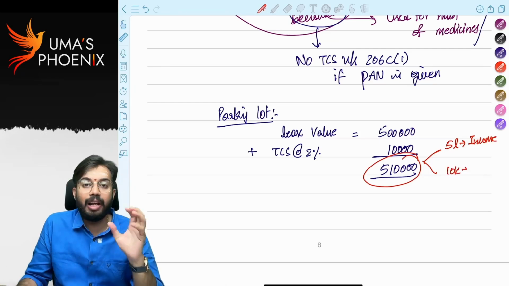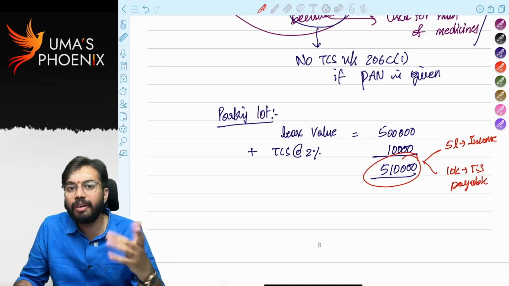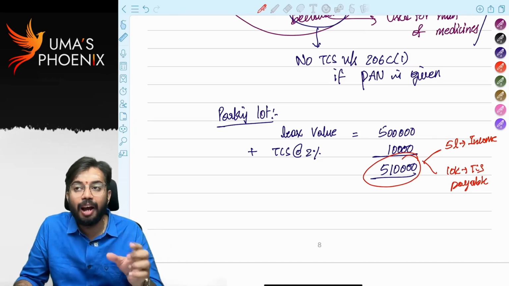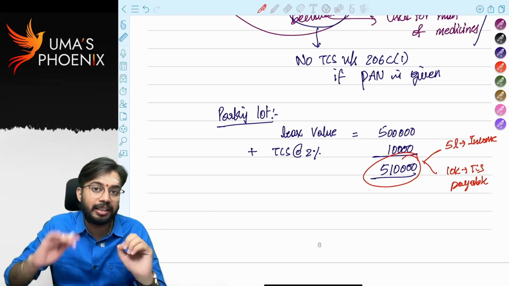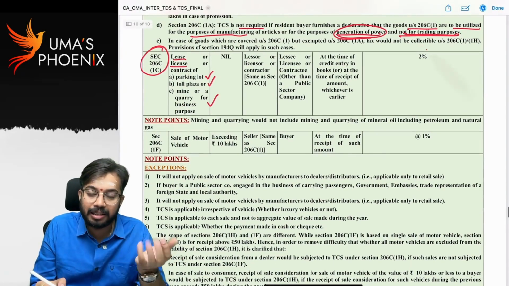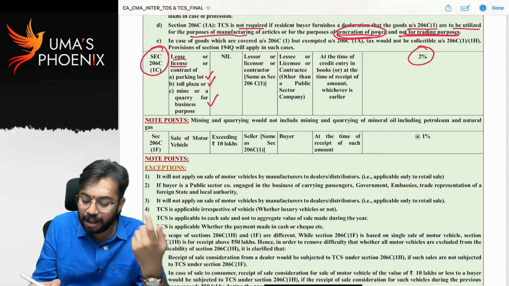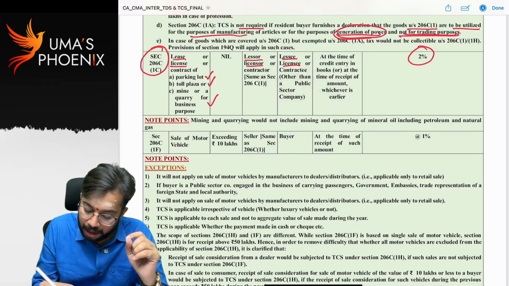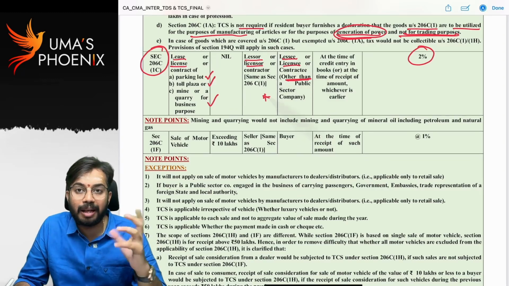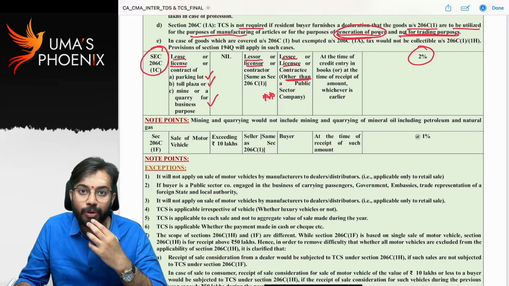Is it clear? So whenever a parking lot, toll plaza, or mine or quarry is given on lease, whatever the name you use, lease, contract, license, along with that contract value or license fees or lease value, additionally TCS is required to be collected at the rate of 2%. Okay, who will collect TCS? Lessor or licensor or contractor. From whom? Lessee, licensee or contractee, other than a public sector company. Very important. When a parking lot, toll plaza, or mine or quarry is given on lease to a public sector company, then no TCS is required to be collected under section 206C1C. In remaining cases, TCS is required to be collected.